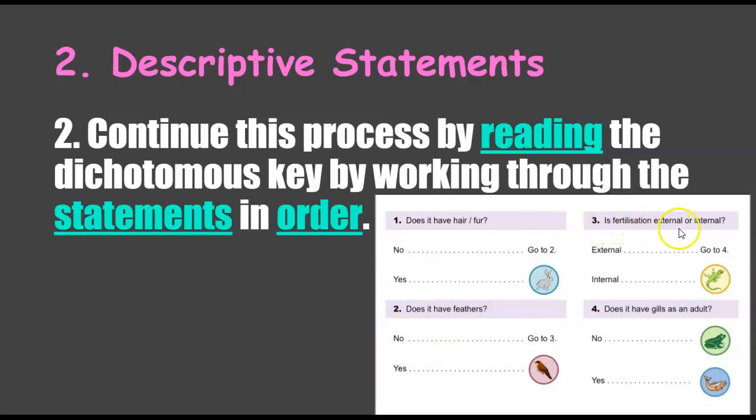Is fertilization external or internal? External. Go to number four. Does it have gills as an adult? No. Okay, then it's a frog. So you follow through the steps. If you even got to number one, does it have hair or fur? Yes. It's a bunny. You're done.